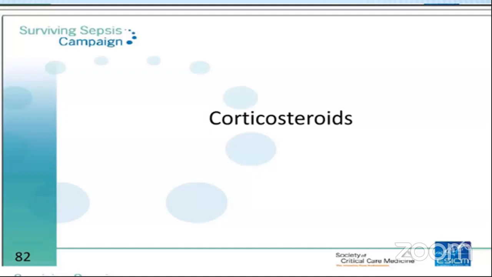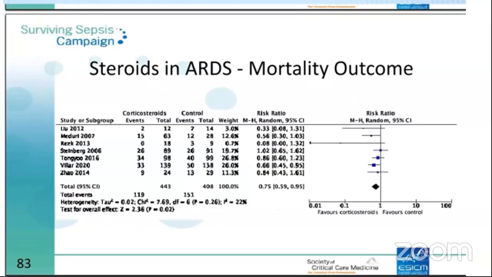Steroids, of course, in medicine is a matter of debate, and of course in ARDS there's a lot of debate about the use of steroids in patients with ARDS. Then this is a meta-analysis of studies on the use of steroids in ARDS. They found there is no settled conclusion, either ARDS patients will get benefit from using steroids or not.